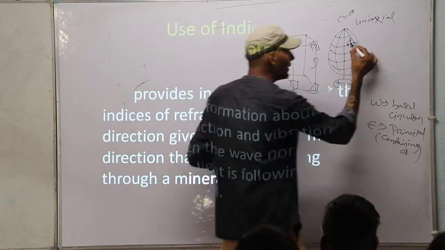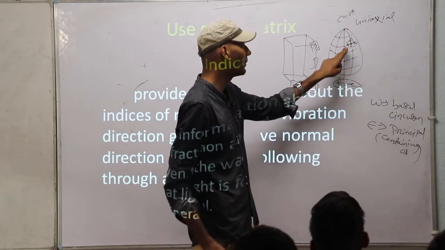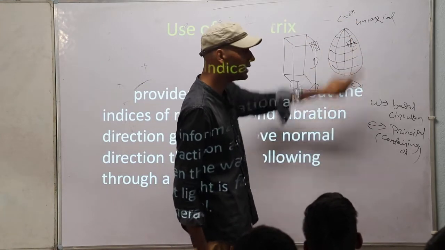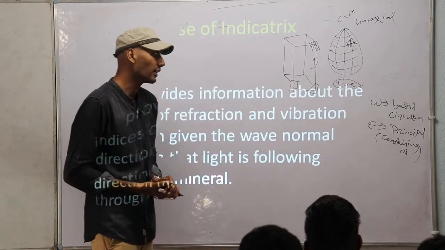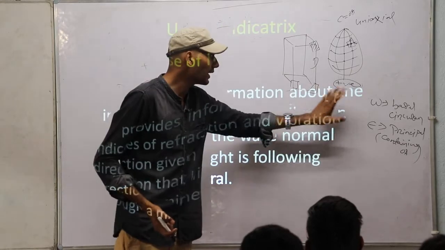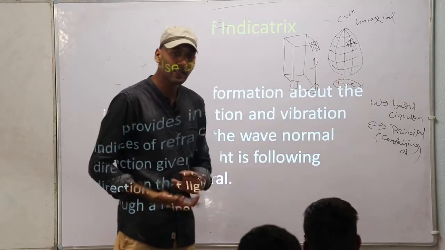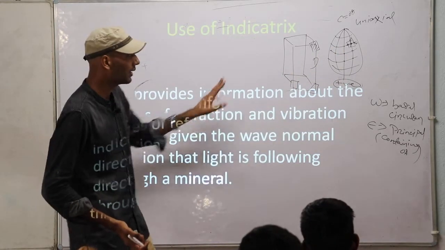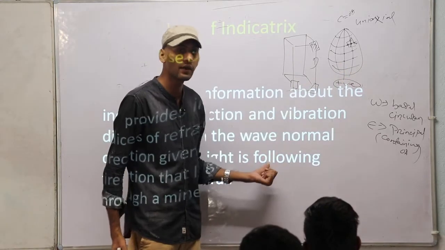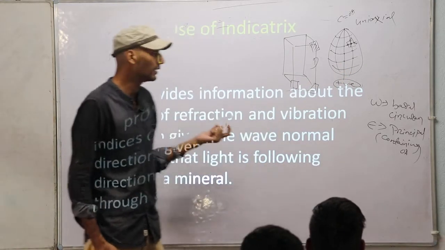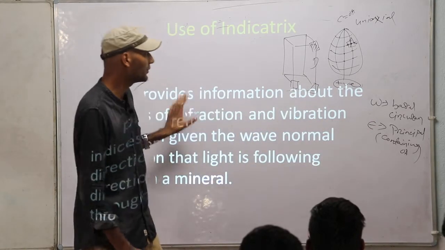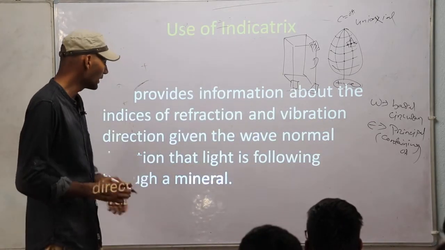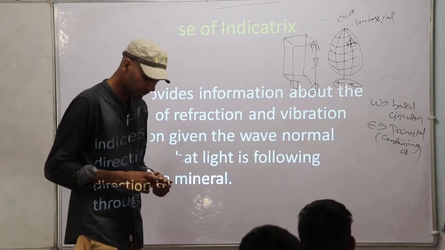Okay, light vibrating through this point can vibrate in two directions. One is omega, one is epsilon, and those are represented in the indicatrix. So from the indicatrix you can get the vibration direction, and you can get the refractive index amount. What is the refractive index amount? The radius. Then you can get the optic sign, whether the mineral is positive or negative. You can get that from the indicatrix.